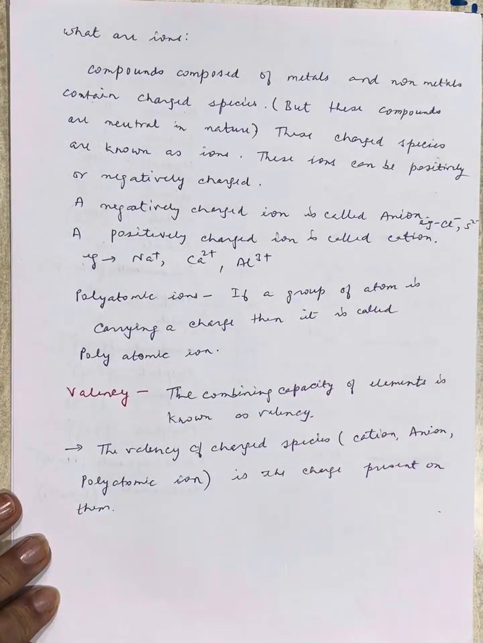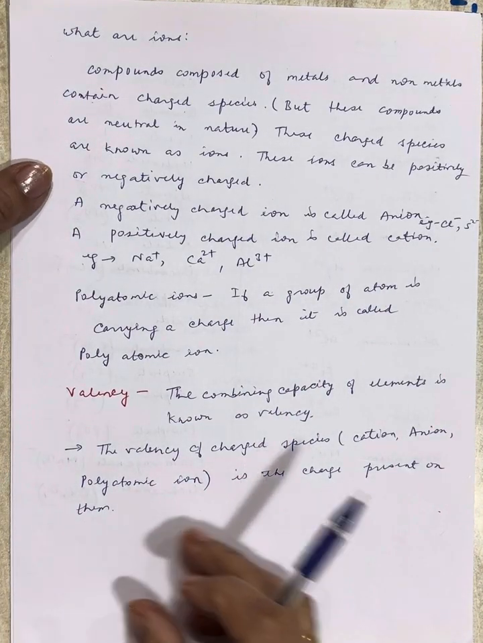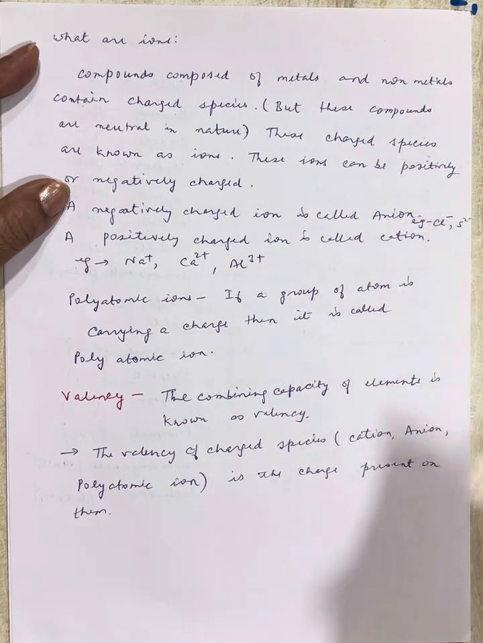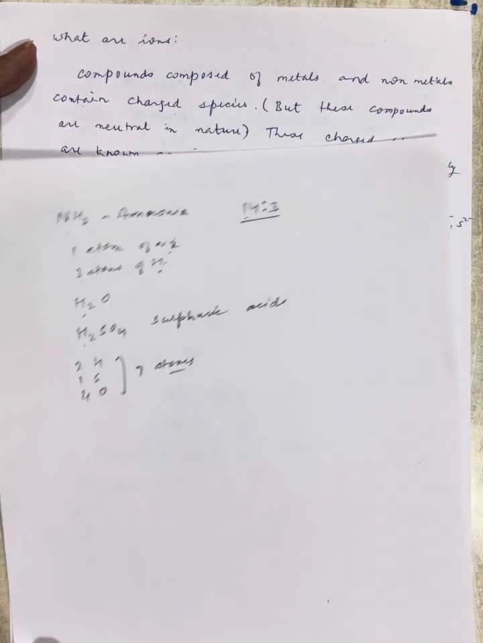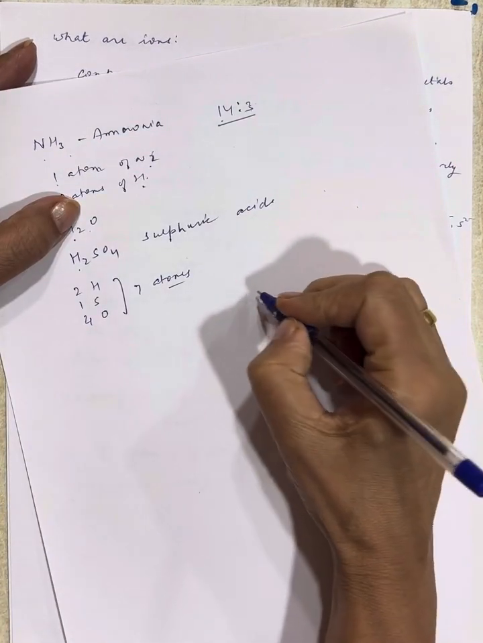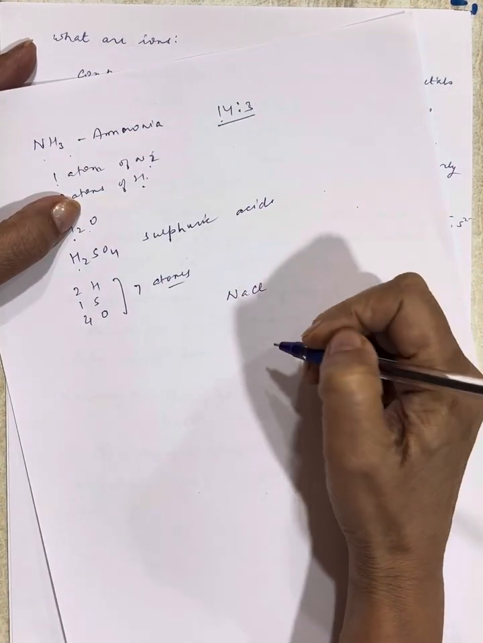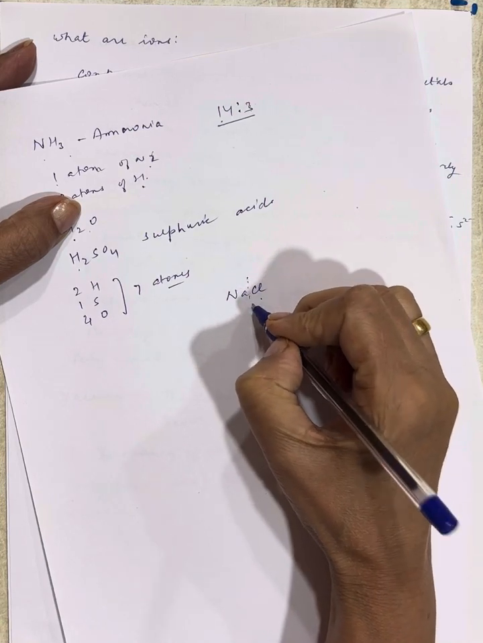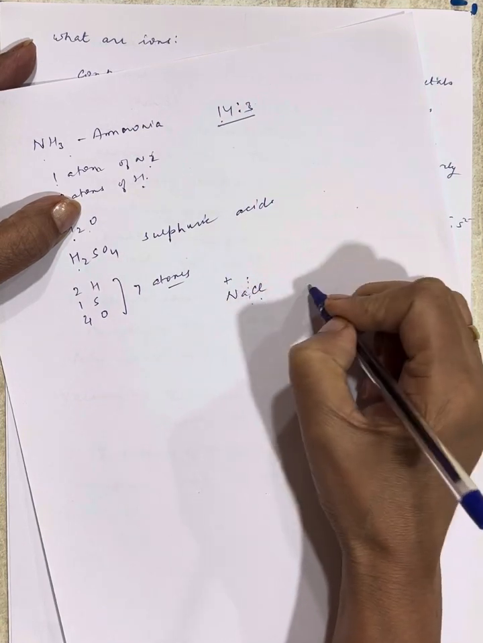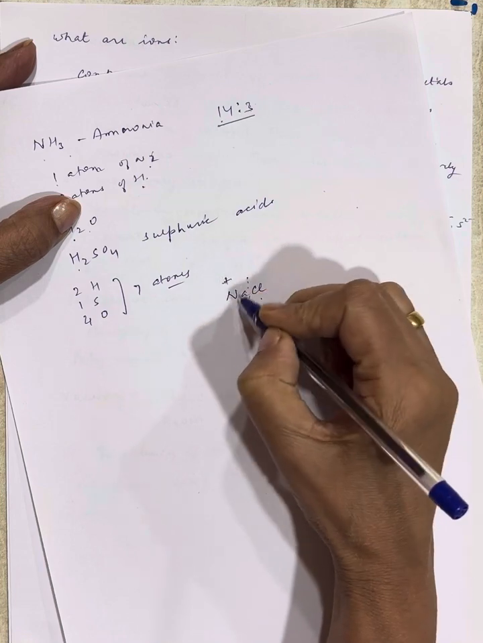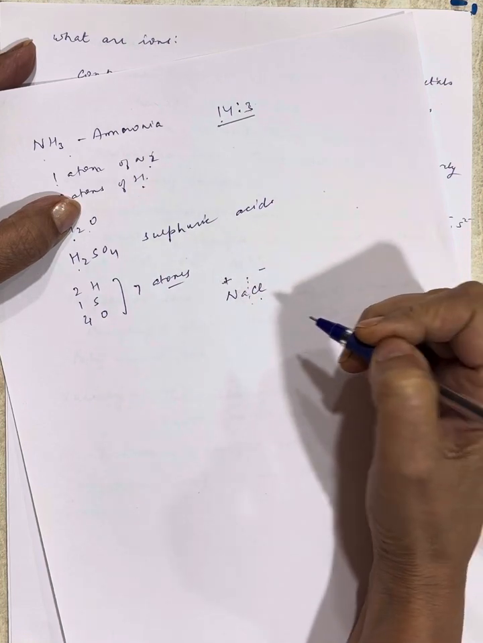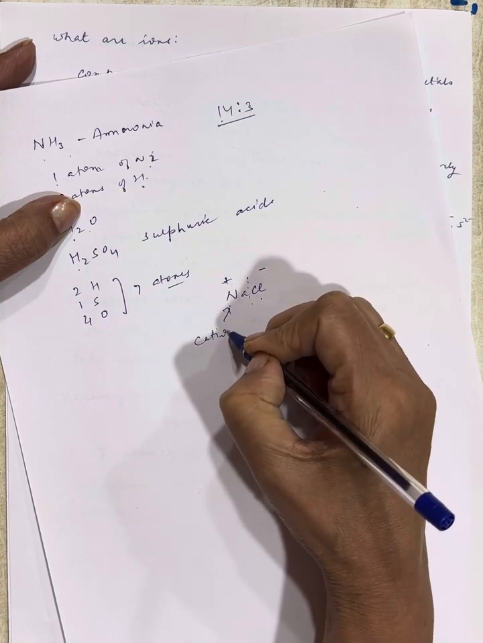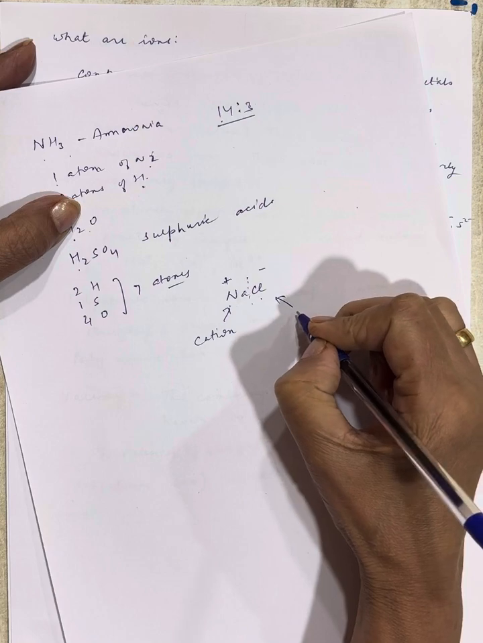Okay. So next my topic is what are ions. So what are ions actually? Like you see in NaCl. What is NaCl? NaCl is sodium chloride. Okay. If we put sodium chloride in water, it breaks down and forms Na plus and Cl minus. Na plus is the cation and Cl minus is the anion.